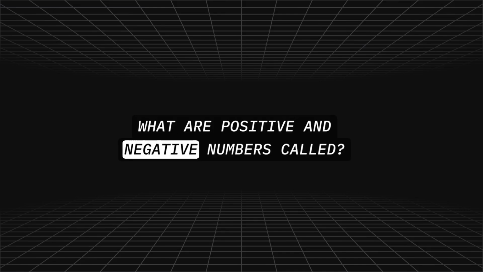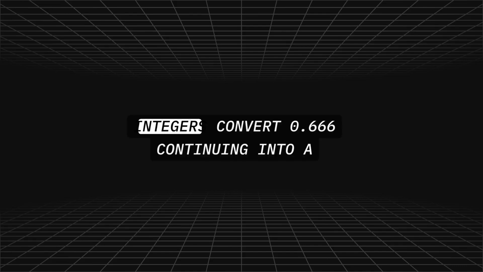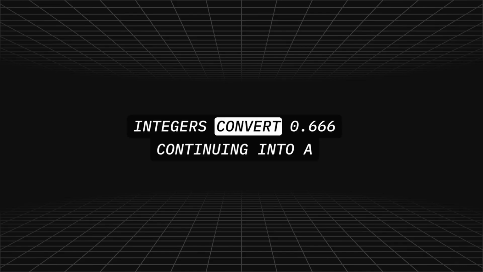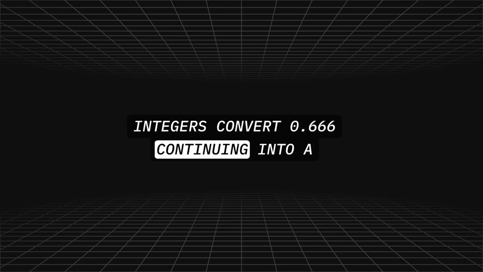What are positive and negative numbers called? Integers. Convert 0.666 continuing into a fraction. Two-thirds.